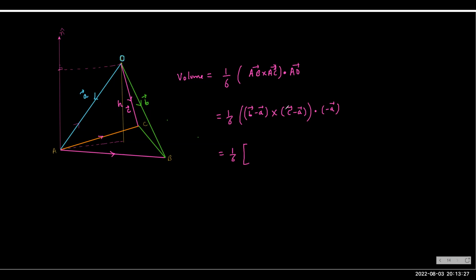So this minus will change the order here, and then everything will be positive. So you can write it as A dot (C minus A) cross (B minus A), and we can keep on expanding this.